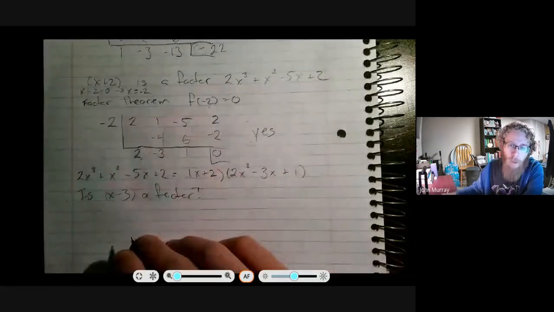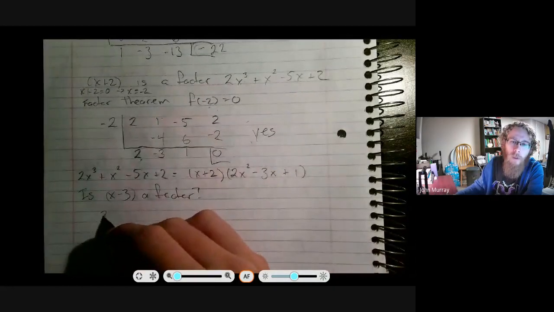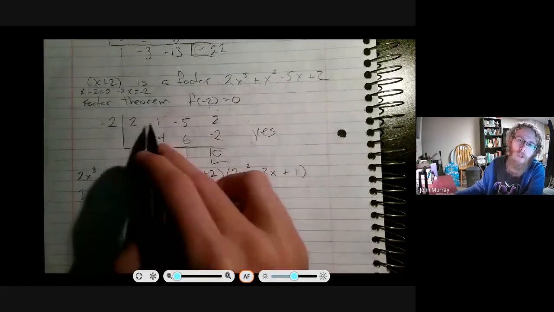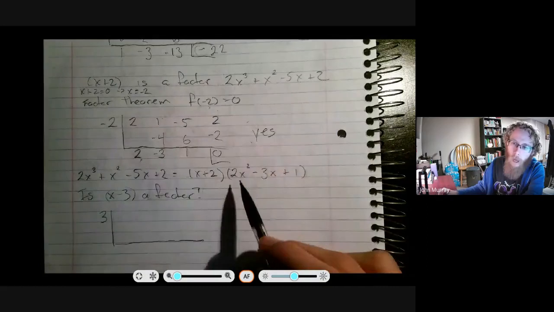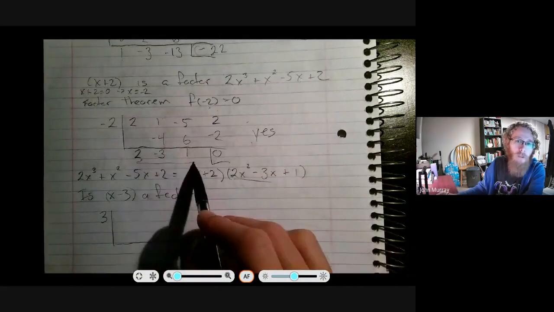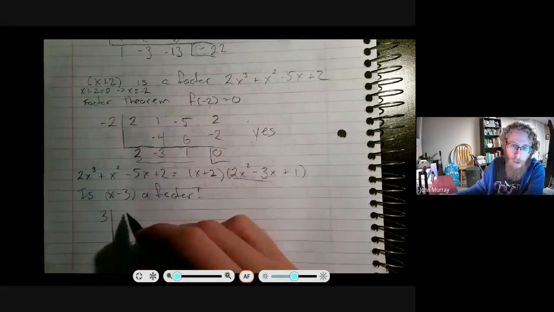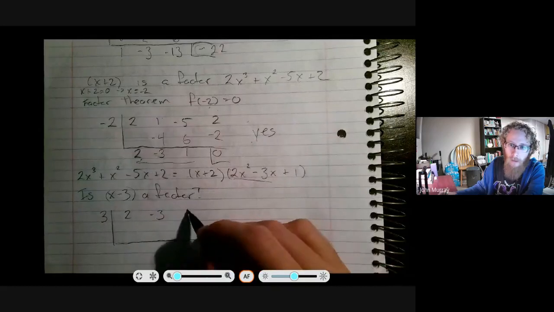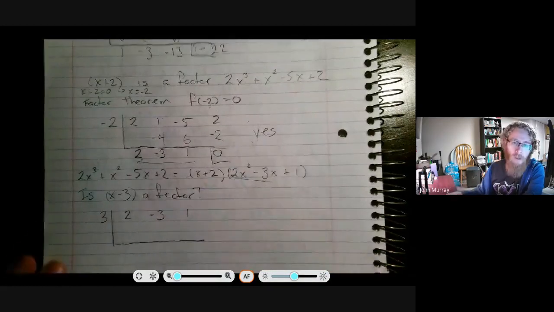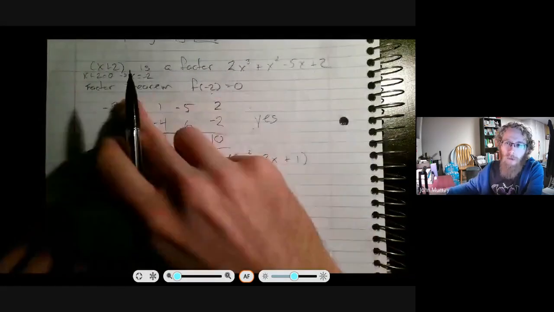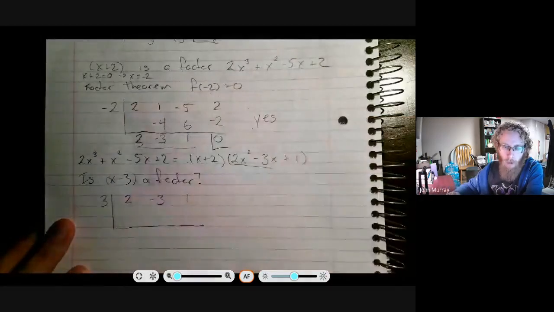So I can set up a new, well, that'll be a positive 3, synthetic division problem, but I don't have to use all 4 coefficients anymore. I can just focus on what was left over. So I'm just going to take what I had in this solution and bring those numbers down. It's a little easier because you're dealing with fewer terms, and it's a little quicker, right? I'll show you both ways here.